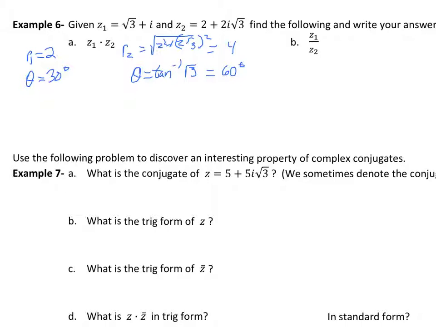Now we want z1 times z2. We multiply our moduli, 2 times 4, and we add our arguments. The angle is also called the argument. That's how I always remember it: you multiply the moduli and you add the arguments. Anyway, I just went serious math geek on you. I apologize for that. So we get the cosine of 30 plus 60 plus i sine of 30 plus 60.